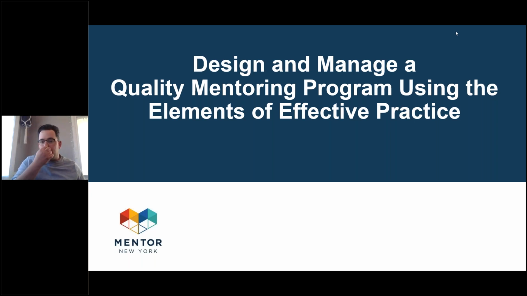So a few housekeeping notes before we dig in. Today we're going to be talking about how to design and manage a quality mentoring program using the elements of effective practice. We're going to dig into what that means. If that's what you were hoping to attend today, then you're in the right place. If not, you might be in the wrong place. But hopefully you're all here for this.